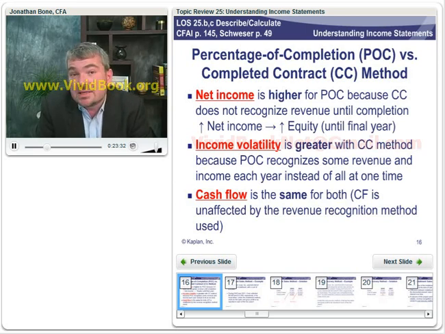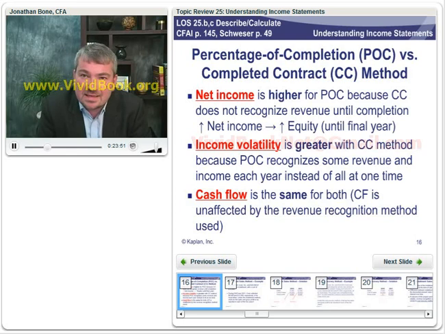So under percentage of completion, we've got a higher net income figure, and as a result, higher stockholders' equity. Remember, net income is transferred into stockholders' equity. We take this year's net income, subtract dividends, and that's the change in retained earnings. So net income is higher, equity is higher until the final year.